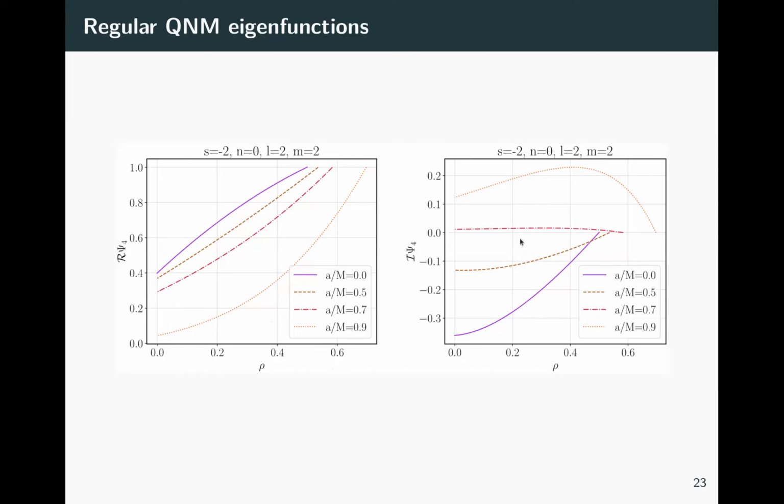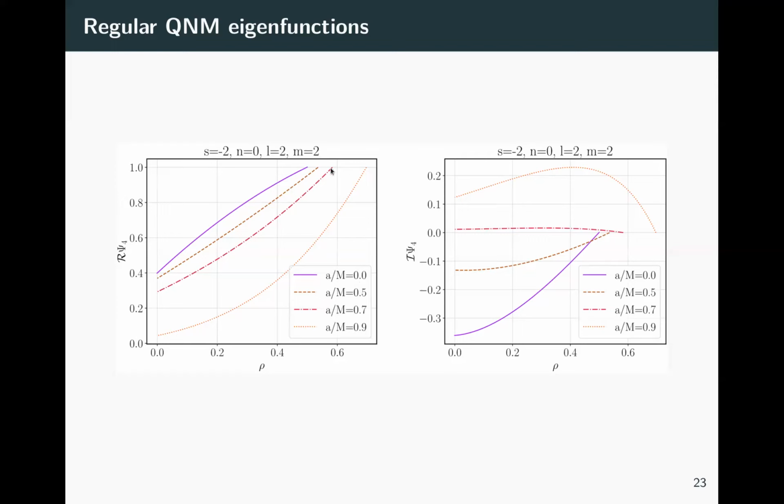And I'm showing the real and imaginary part for Q and E's for s equals -2, psi 4, the lowest overtone, n equals 0, l equals 2, m equals 2, and for different black hole spins. So we see that these are smooth solutions, and you can find solutions for any spin. I took this from the paper, where a was a dimensionless spin, so a over M equals 1 is extremal, and you see that these are perfectly regular.